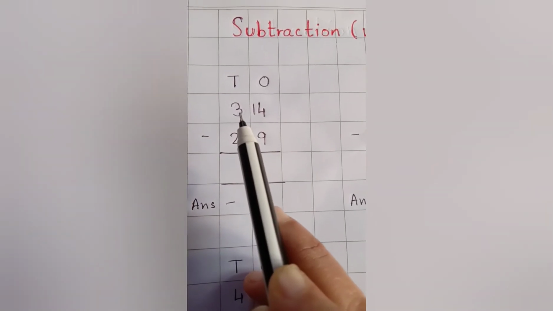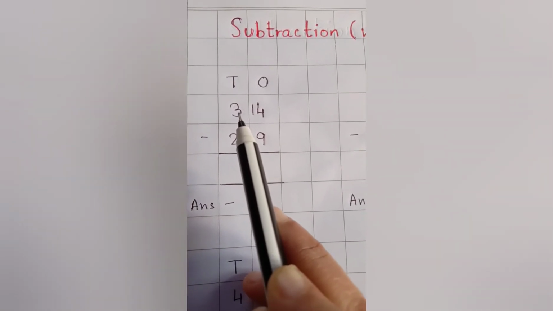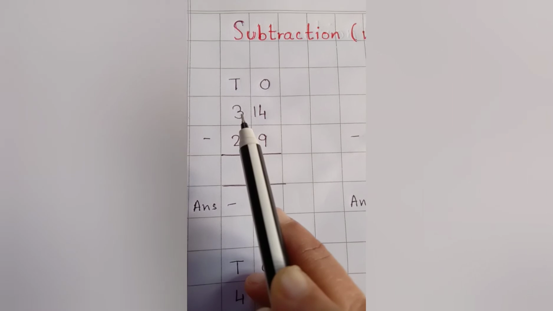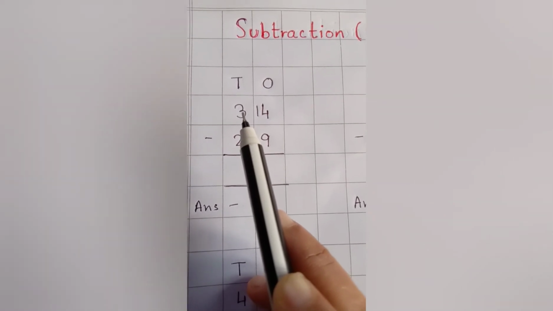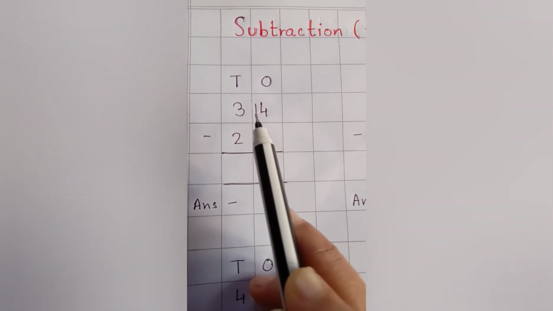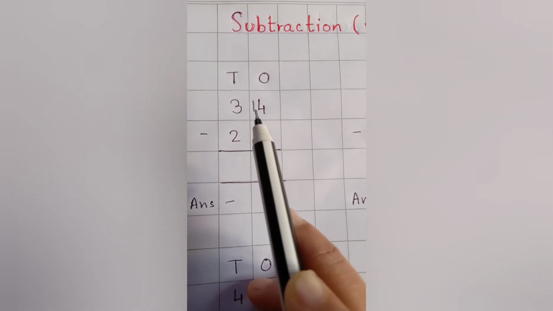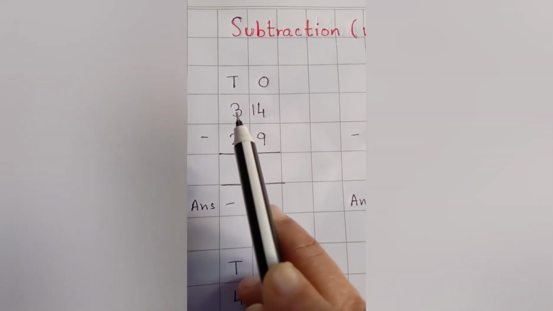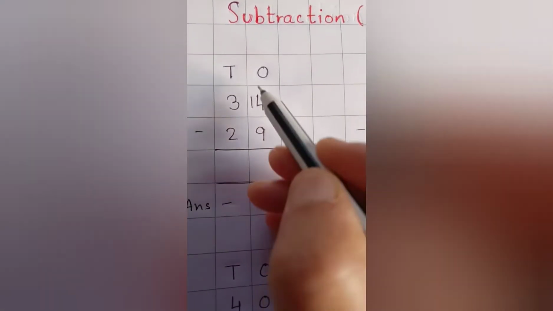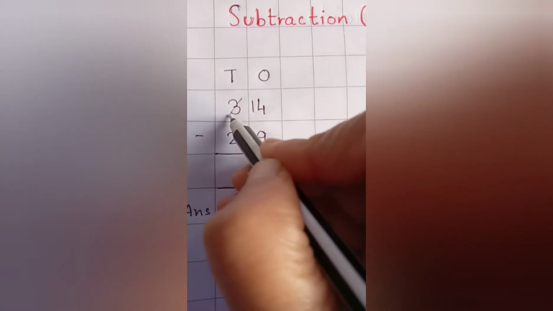So 3 will not remain as 3. It will be a little less. 3 minus 1 is how much? 2. 3 has given 1 to this number 4. So 3 will not remain as 3. So let us strike it off.